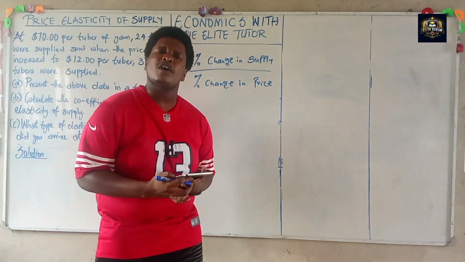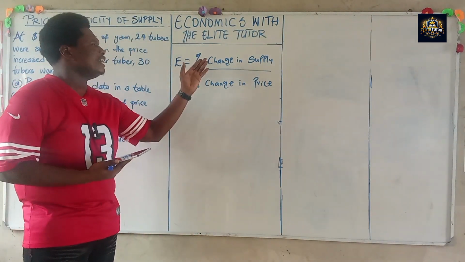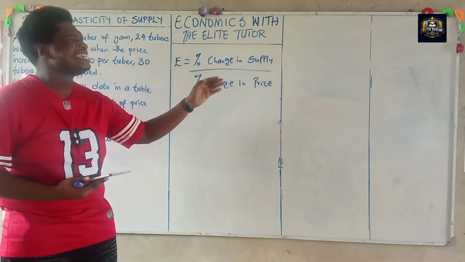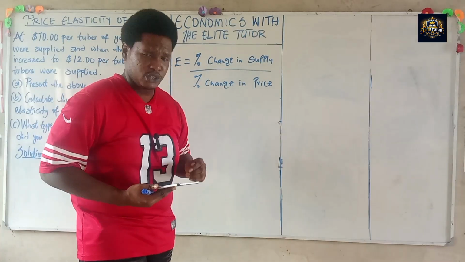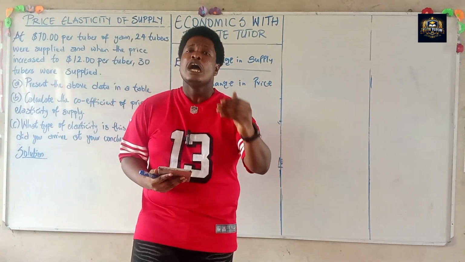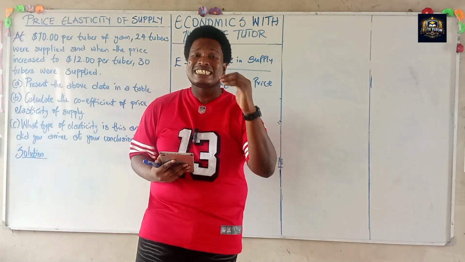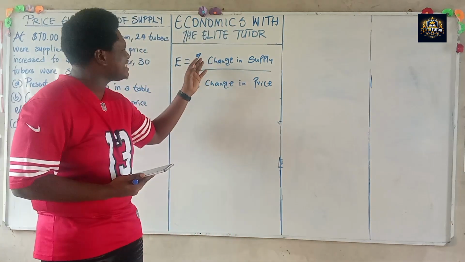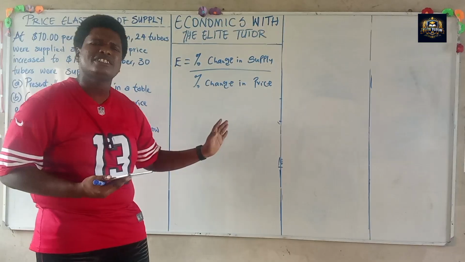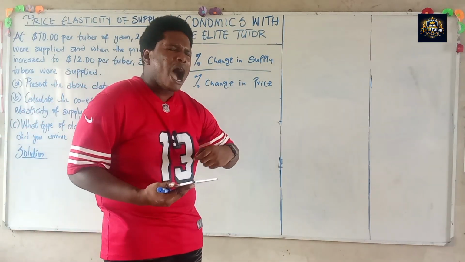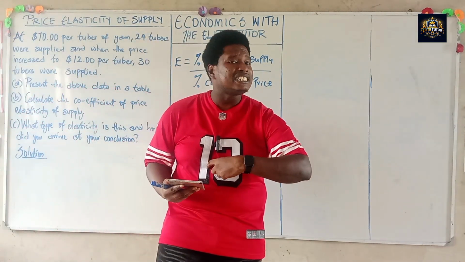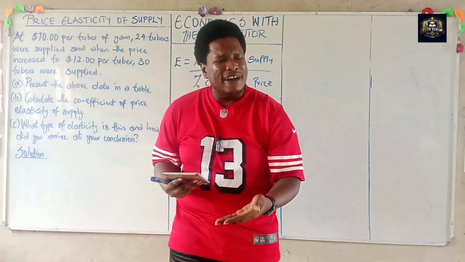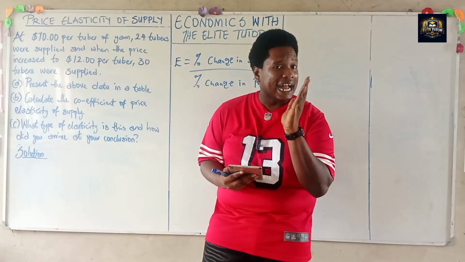So this is the formula. But in order for us to solve this, we are going to be breaking down the numerator and the denominator. When we say percentage change in supply, it's the same thing as saying percentage change in quantity supplied. Now, how do we ascertain our percentage change in quantity supplied? It is our new quantity minus our old quantity, divided by our old quantity, multiplied by 100.